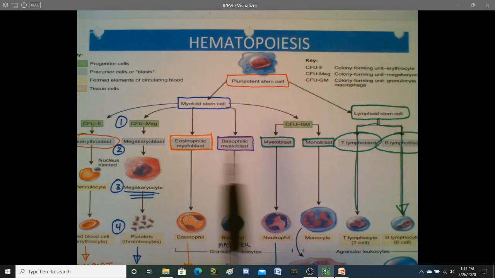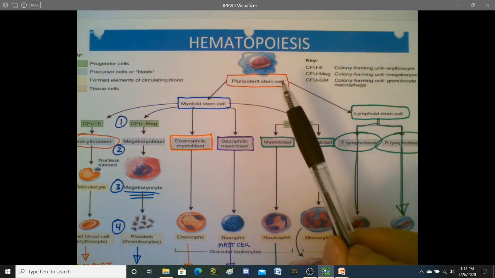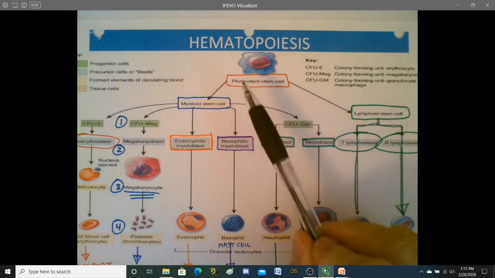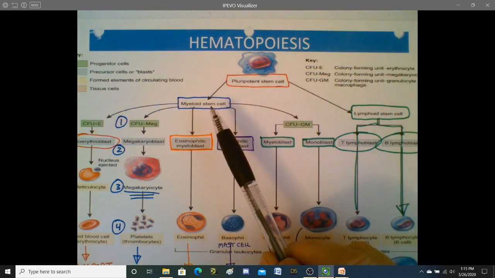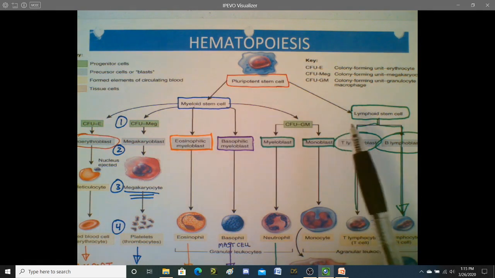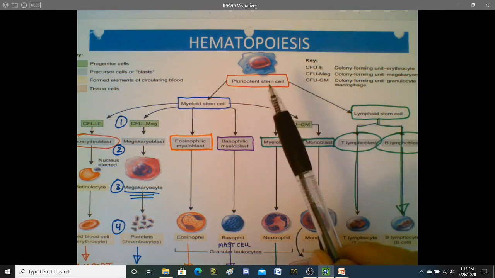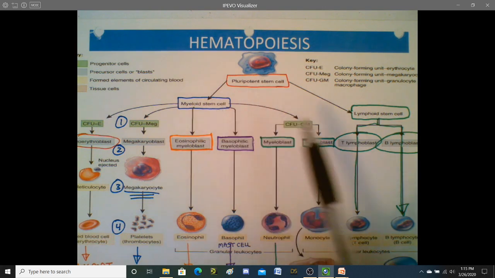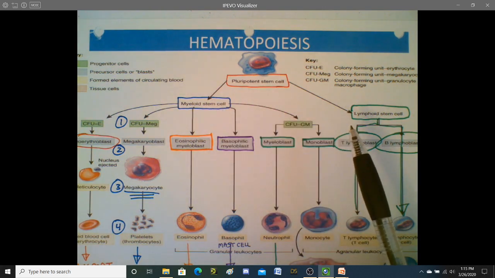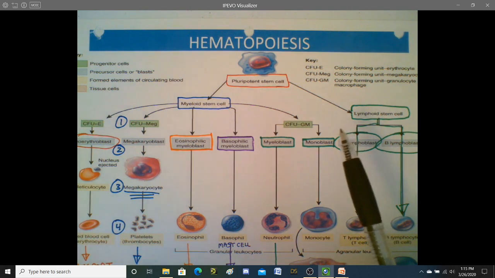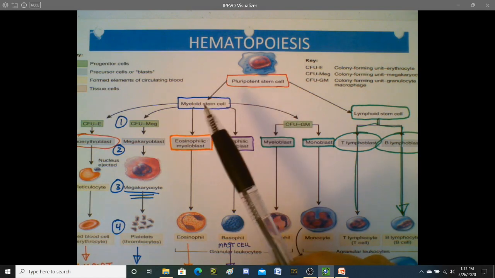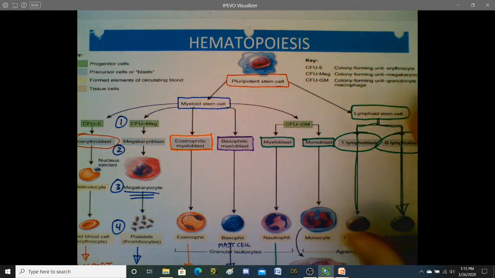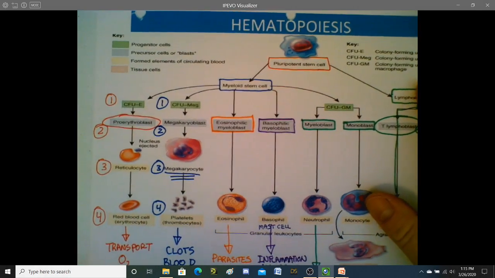Now, when our body signals that we need a certain type of blood cell, these pluripotent stem cells are going to divide. And they have two choices. They can become myeloid stem cells, or they can become lymphoid stem cells. So once they differentiate and become either myeloid or lymphoid stem cells, their fate has been sealed. All right. So now they can't just become anything. Now they're on a road to becoming something specific. Let's look at this myeloid stem cell line first.